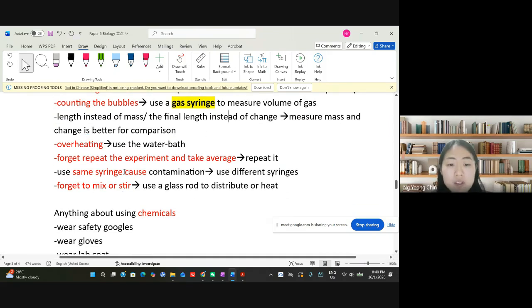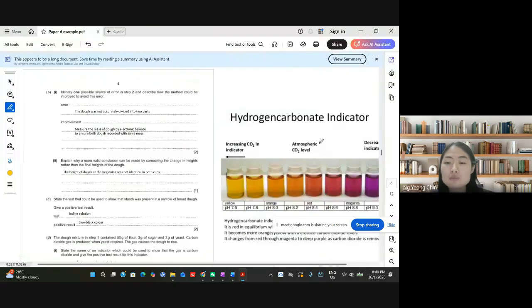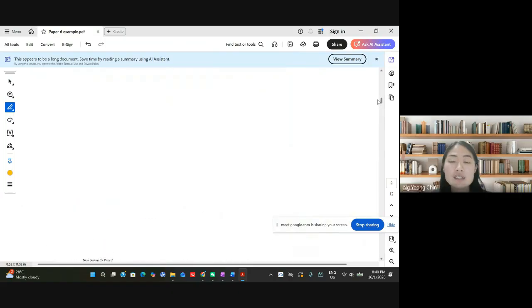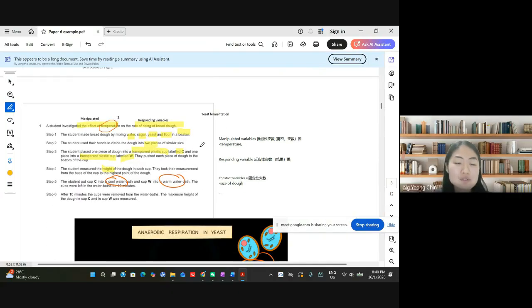Use the same string, because for conservation it is better to use different string. Okay, different string. And then this one, you need to read the procedure carefully, because the clue comes from here. You need to identify which method, which step, could have room for improvement if you want to get a more accurate result.